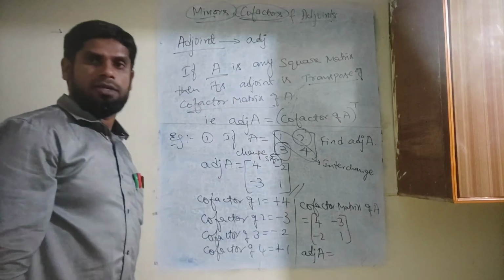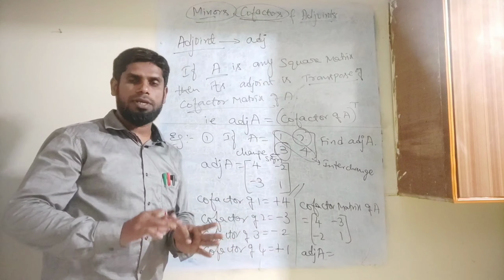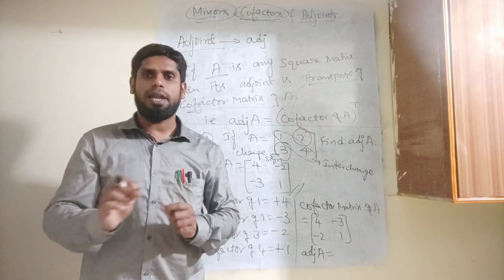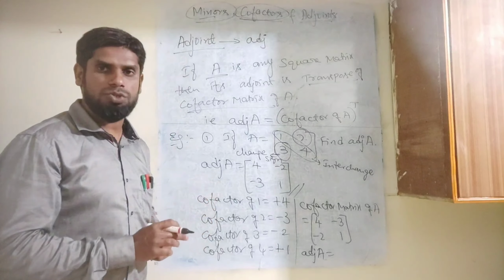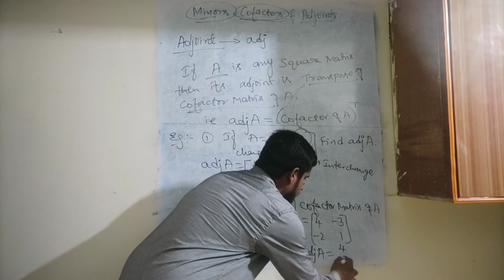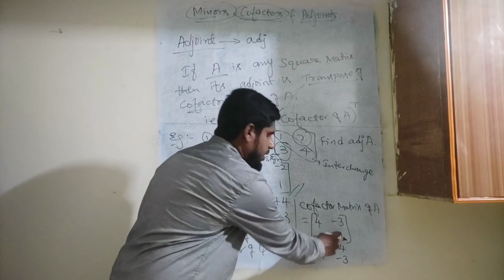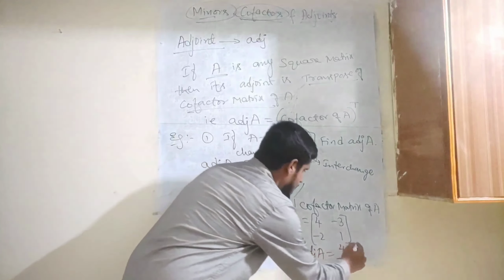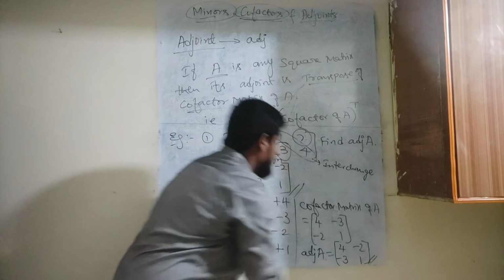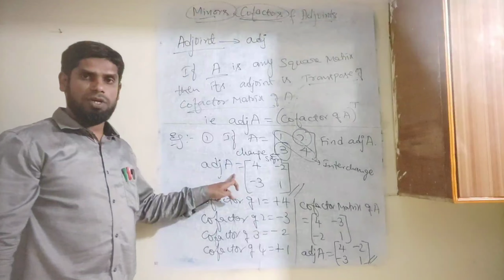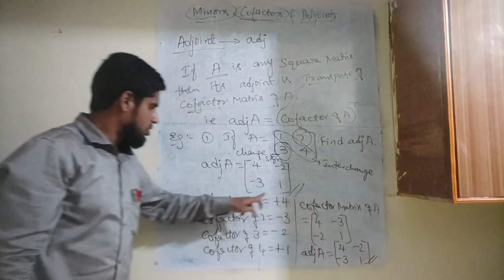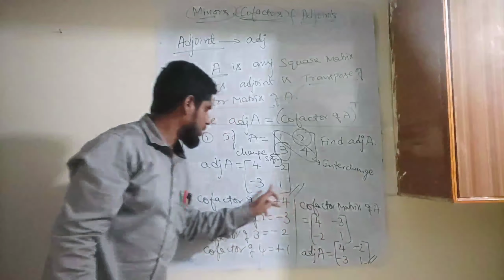So it's adjoint. And we know what is transpose. In transpose, what exactly will we do? We'll interchange the rows to columns and columns to rows. So first row becomes first column, 4, -3. Second row becomes second column, -2, 1. Okay. This is the adjoint I got with the shortcut method. This is the adjoint I got with the normal method. Both are the same.